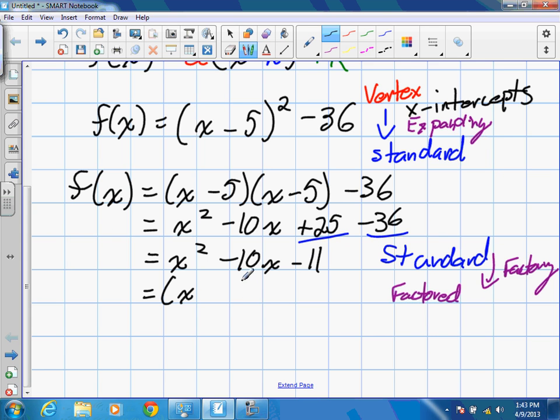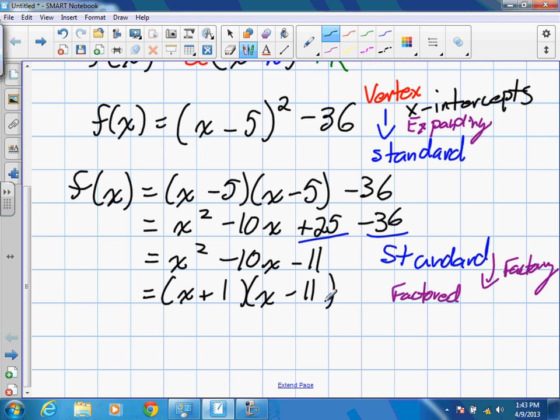And I can tell you very quickly, anyone know what those are going to be? What are they? 1 and 11. Now, is it going to be negative 1 or negative 11? That's right. We need positive 1 and negative 11. Okay? And again, if you're not sure, go through the actual process of factoring to see how we got that.